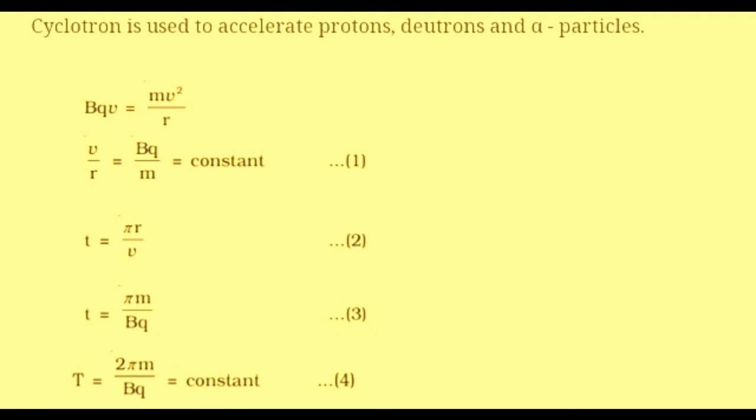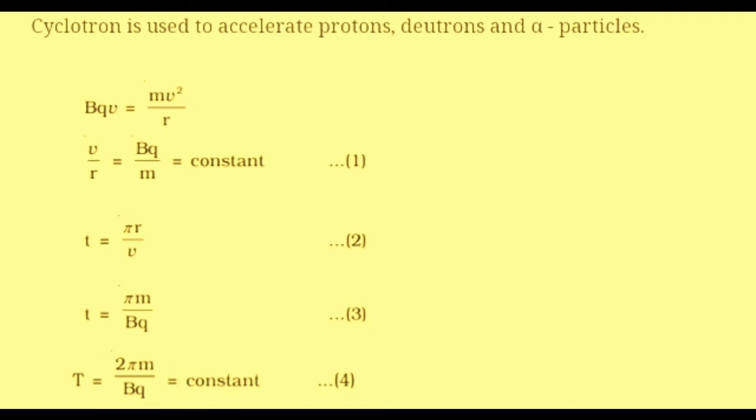Now you can see here Bqv, which represents the magnetic Lorentz force, is equal to the centripetal force, which is given by mv square by r, where r is the radius of the circular path followed by the particle. Now on simple cross multiplications and rearranging the terms on both the sides, we will get v upon r is equal to Bq by m, which is actually a constant. So let's make this equation number 1.